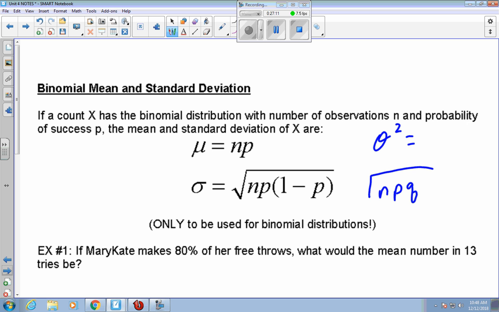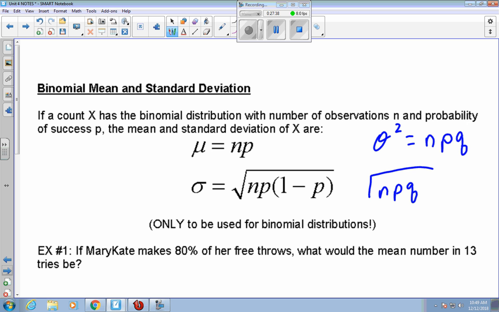What is the standard deviation squared? What's that called? That's your variance. So the book is going to ask for the variance. You might see the variance. So the standard deviation squared is the variance. Therefore, the variance is n times p times q. That's it. As long as you know the formula, it's pretty quick and easy.